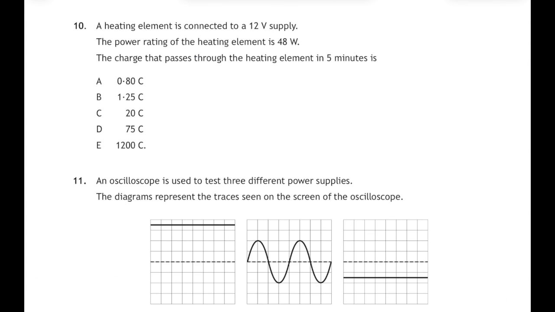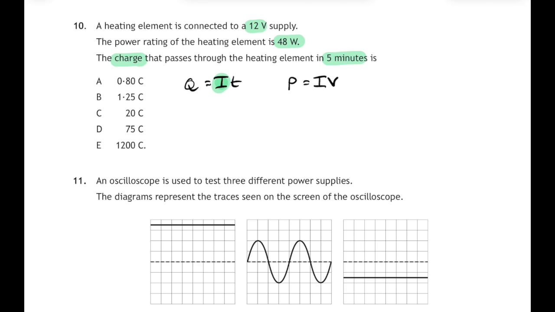Question 10. A heating element is connected to a 12-volt supply, and the power rating of the heating element is 48 watts. And we've to work out the charge that passes through the heating element in 5 minutes. Well, the relationship to work out charge is Q equals I times T, but we don't know what the current is. We're not given the current in the question, but we can work out the current from the voltage and the power. We need one of our power equations here.